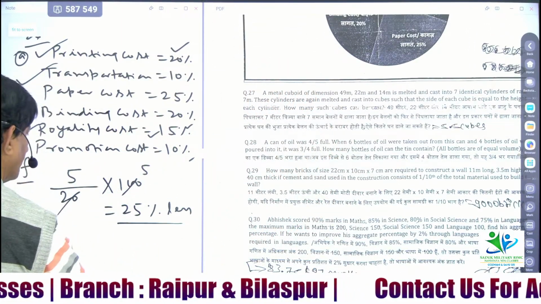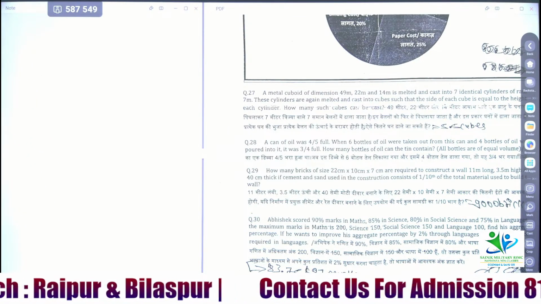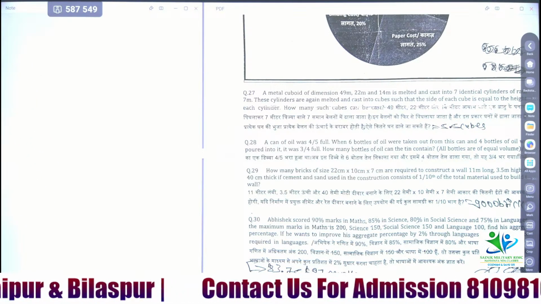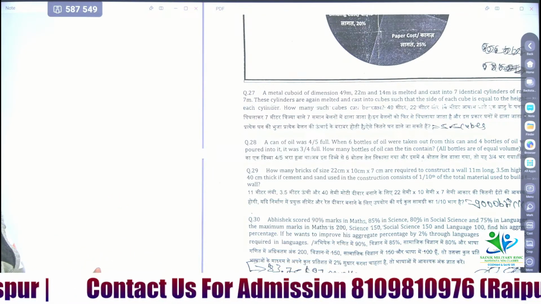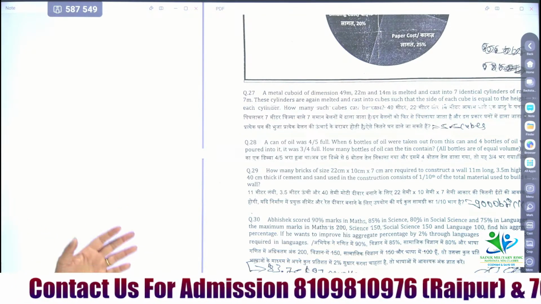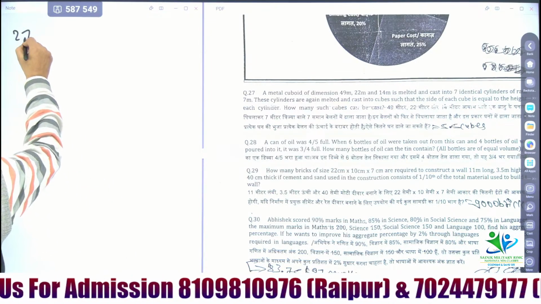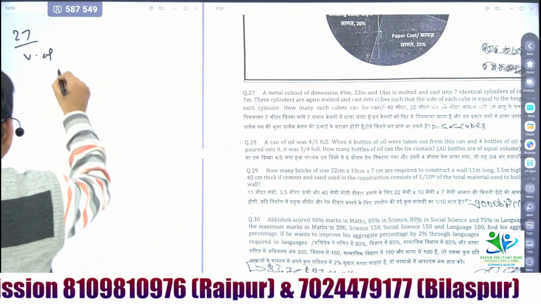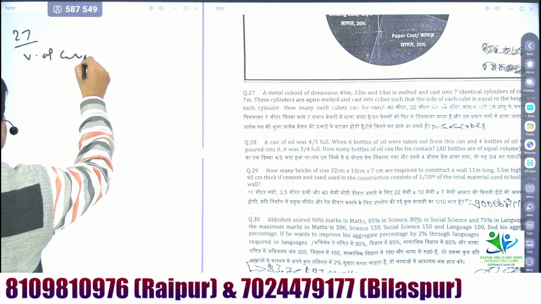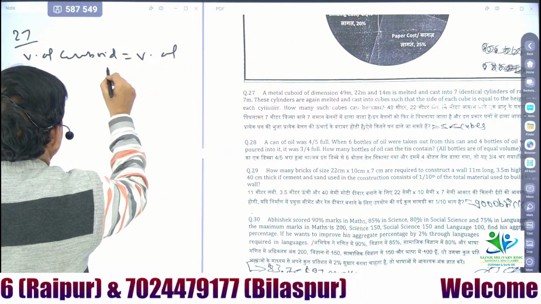Now question number 27. A metal cuboid of given dimension is melted and cast into 7 identical cylinders. एक सॉलिड को मेल्ट करके जब दूसरा सॉलिड बनाते हैं तो उसका वॉल्यूम सेम होता है. That means volume of cuboid is equal to volume of 7 cylinders.